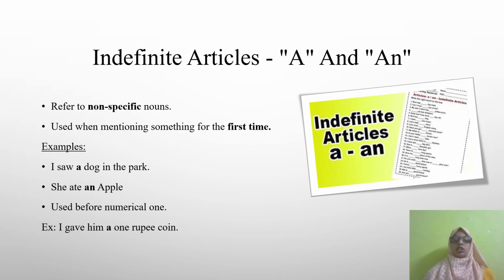First of all, we come across the indefinite articles a or an. They refer to non-specific nouns, used when mentioning something for the first time. For example, I saw a dog in the park. She ate an apple. A or an is used when we mention a particular thing for the first time in a sentence. It is also used when we use the numerical one. Before numericals, the article a is used. For example, I gave him a 1 rupee coin.